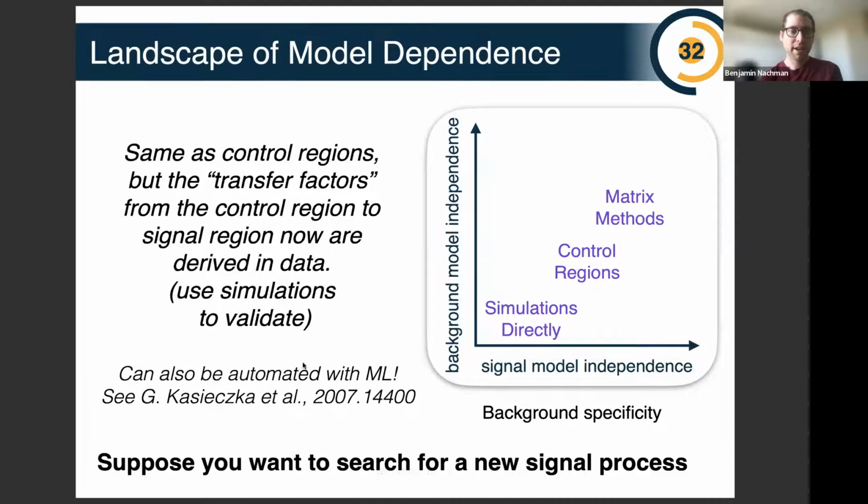Okay, then there are other methods which are like control region methods, but instead of using the simulation to transfer from the calibration sample to the data, use the data itself. And the way this works is basically if you have 2 orthogonal directions, you can play those directions off each other in order to estimate what the background density should be in the signal sensitive region. And I'll come back to this method later in the talk.